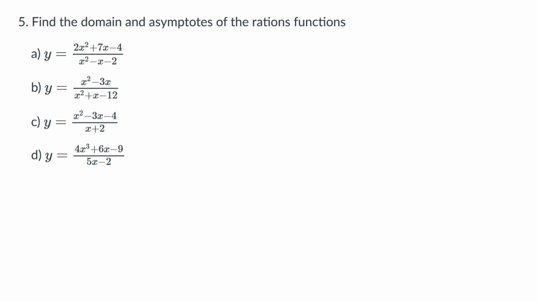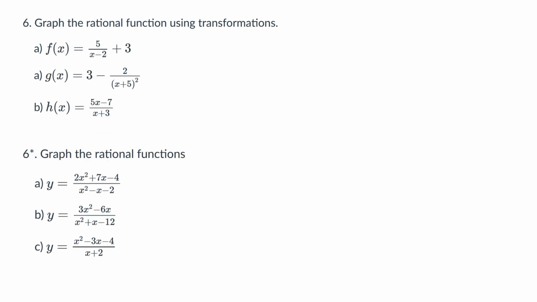Question number 5 is to find the domain and asymptotes of a rational function. So we can talk about several cases and also include the theories. Question number 6: we're going to graph rational functions using transformation techniques. We're going to consider these three functions, and because these are two special cases, 1 over x and 1 over x squared. And then after that, we're going to graph general rational functions in question number 6 star.